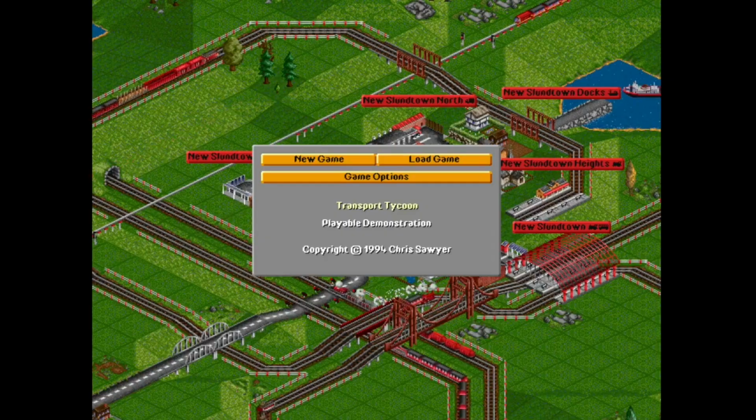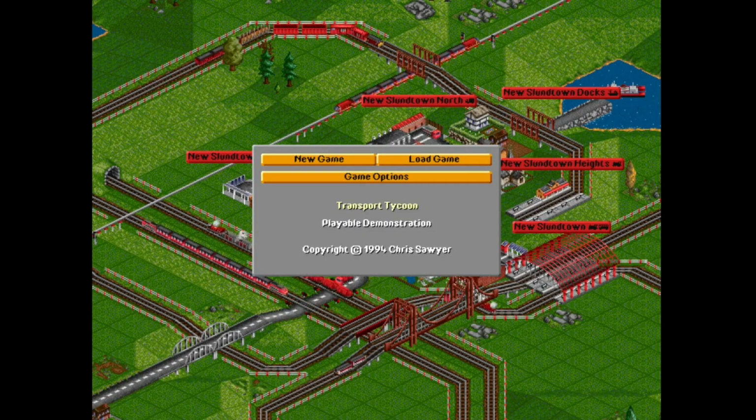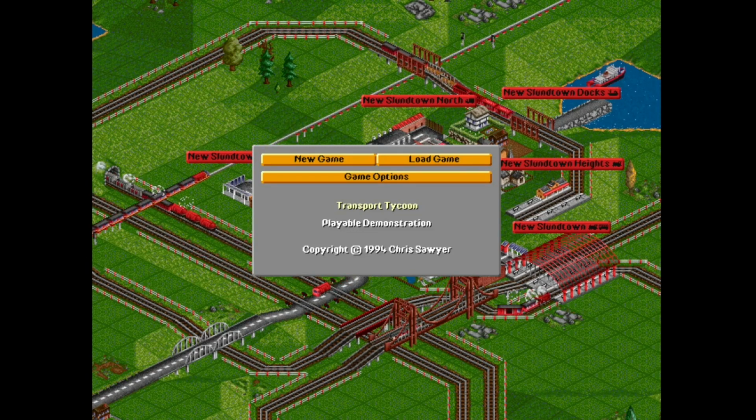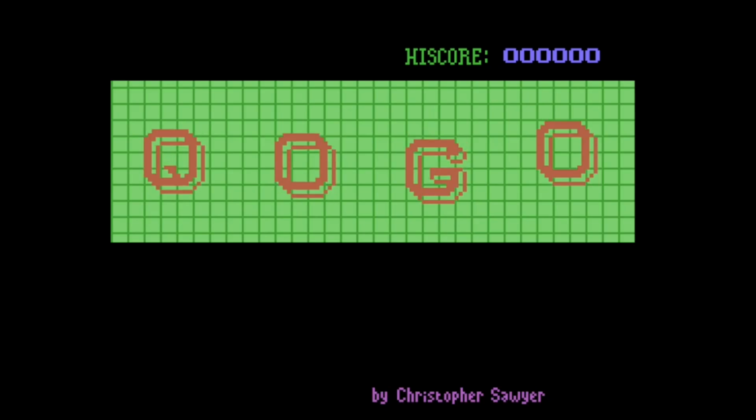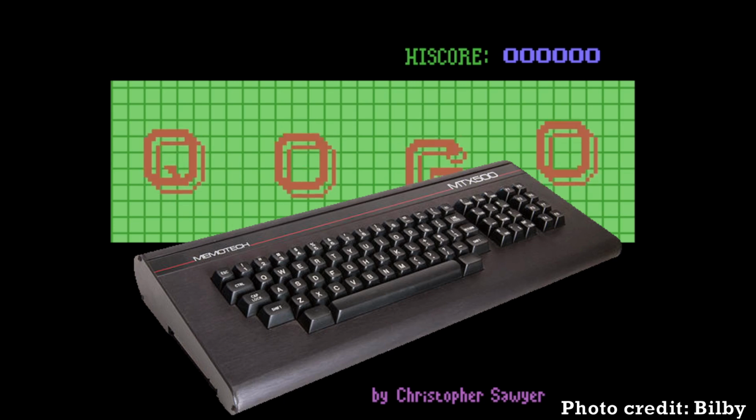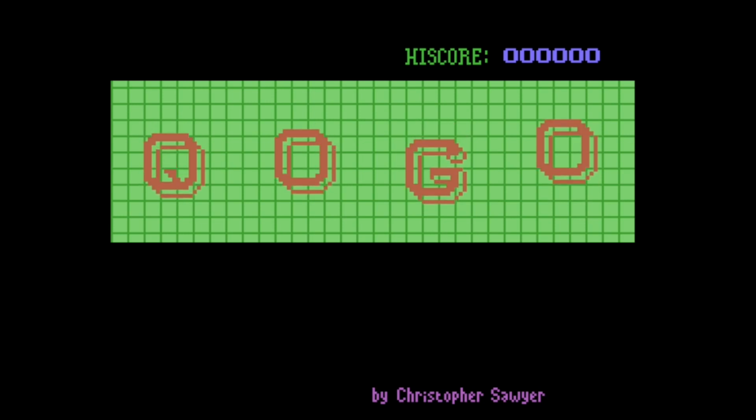Most people know Transport Tycoon as the first isometric game from the Sawyer stable, but Chris released an isometric title 10 years before this. In 1984, after programming a clone of Missile Command, he created Quogo for the Memotech MTX computer. Quogo was a clone of the popular arcade game Qbert, and isometric graphics weren't the only Sawyer hallmark it contained.